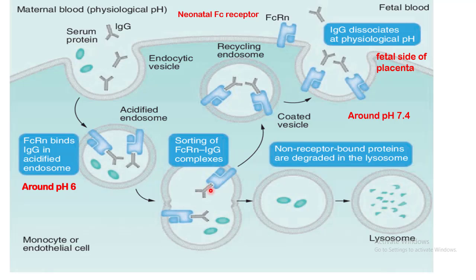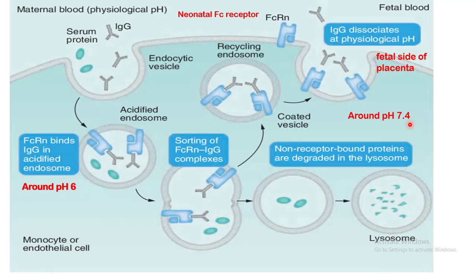This complex of the neonatal Fc receptor and immunoglobulin G1 moves towards the fetal side of the placenta, where exocytosis occurs. When you go towards the fetal side of the placenta, the pH becomes around 7.4, just like the maternal blood, a physiological pH. So on the fetal side, you are going to see this physiological pH of around 7.4.